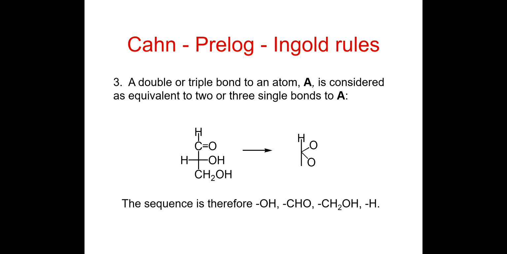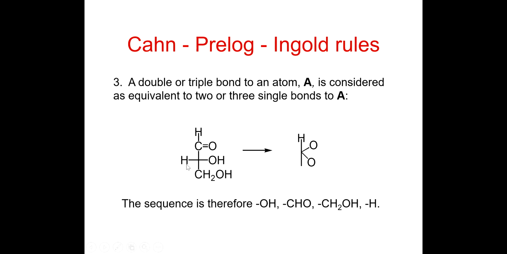So this means this aldehyde group is linked to two oxygens and one hydrogen, while the methanol group here is linked to one oxygen and two hydrogens. Therefore, the aldehyde group ranks higher than the methanol group here, right? And the sequence of the hydrogen and hydroxyl is easy to tell, right?